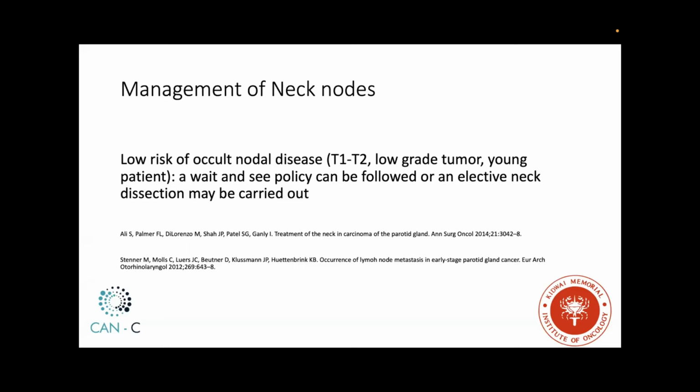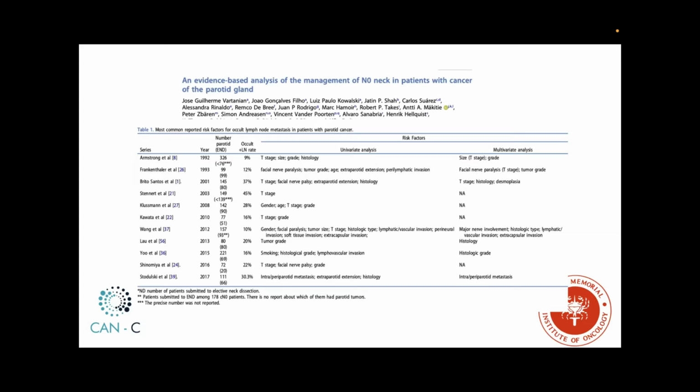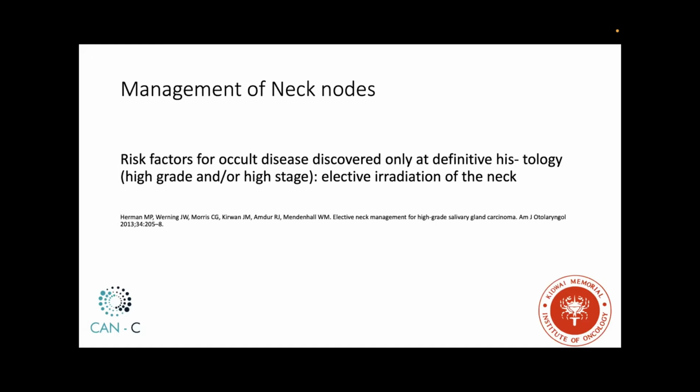We should remember that the risk of occult nodal metastasis, like in all other head and neck cancers, the same principle holds good here. So when the risk of occult nodal metastasis is low, in a low-grade tumor or in a young patient, when the lesion is very small, we can advocate a wait and see policy. However, various studies have shown a varying rate of occult nodal metastasis in primary tumors of the parotid. And hence, when risk factors are discovered, especially preoperatively, like a high grade or a high stage tumor, an elective neck dissection is advocated from level 1 to 4.